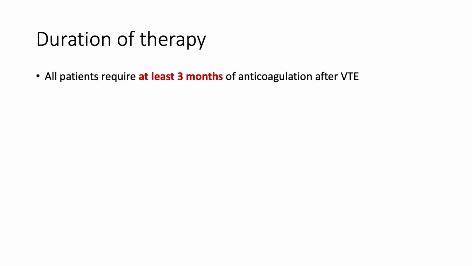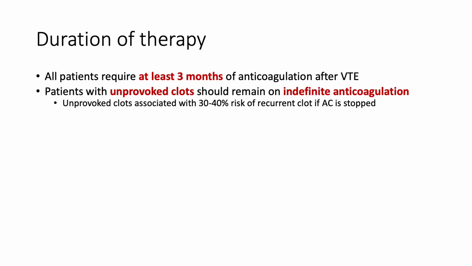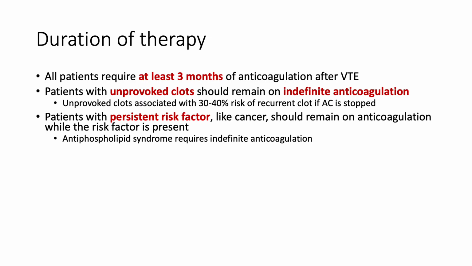All patients with a pulmonary embolism require at least 3 months of anticoagulation. So if you're discharging a patient with a PE, make sure they have at least 3 months. Patients who had an unprovoked clot, so this clot just came out of nowhere, there's no obvious reason, they didn't have surgery or immobility or anything like that, they should stay on anticoagulation indefinitely because if you stop anticoagulation, they have about 30 to 40% risk of recurrence.